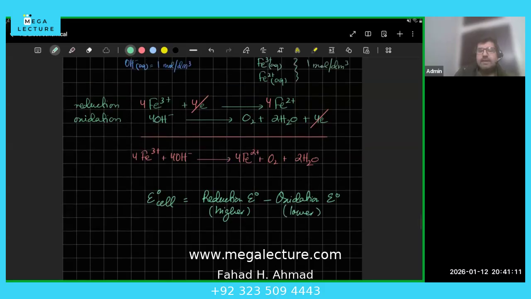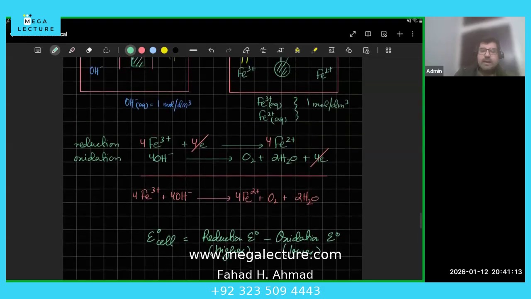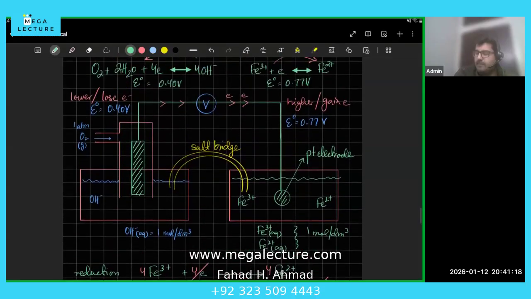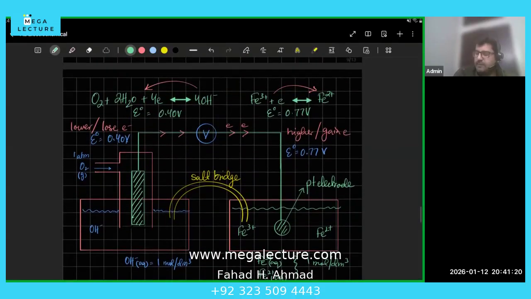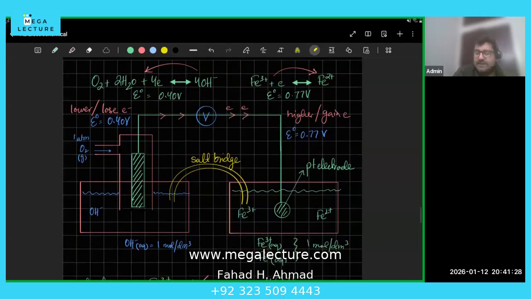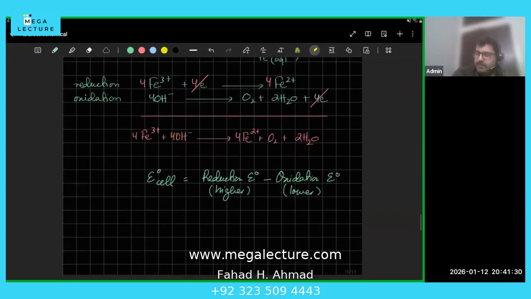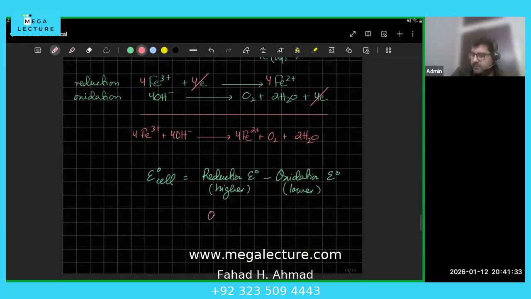So what happens is, for any two electrode reactions, if you're trying to figure out what the reaction is going to be, they have an E naught cell as well, वो उन दोनों का आपस में जो पोटेंशियल डिफरेंस होता है. For example, over here this is 0.4 volts and this is 0.77 volts. तो इसका जो E naught cell होगा, that's going to be 0.77 minus 0.4, sorry, 0.40, and that's going to give you 0.37 volts.